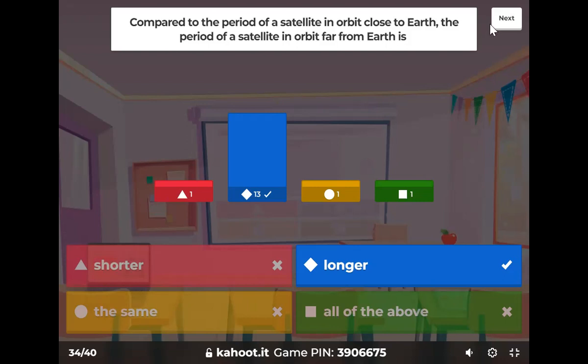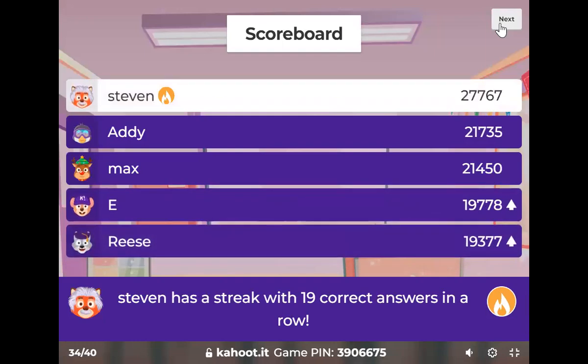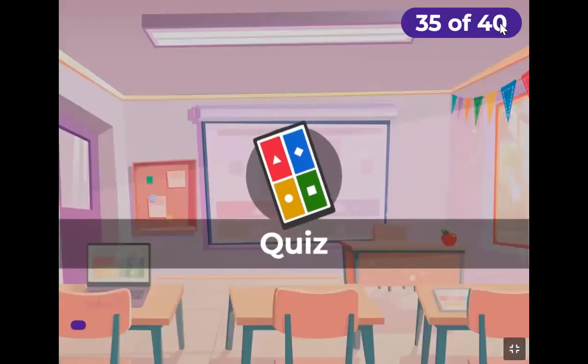There's a connection there to Kepler's third law of planetary motion. It's a time squared, distance cubed proportional relationship, something like that. I got Reese, E, Max, Addie, Steven.